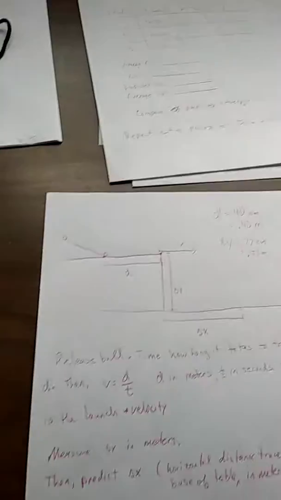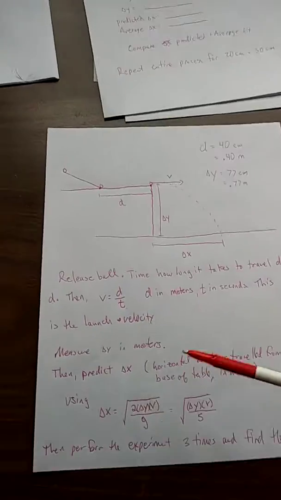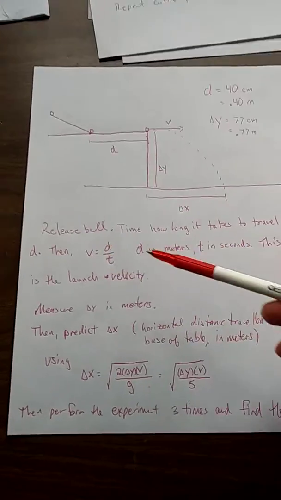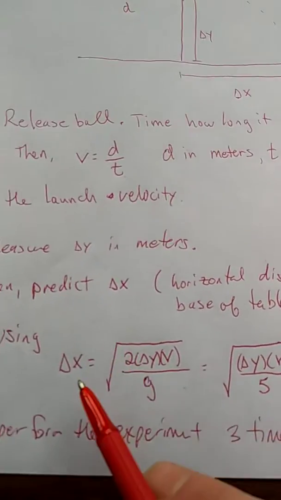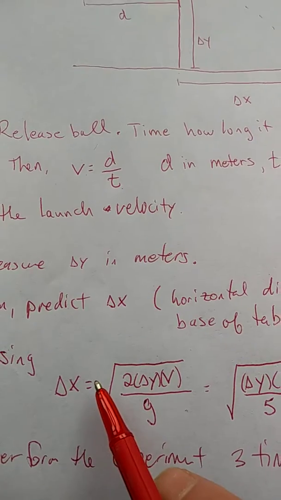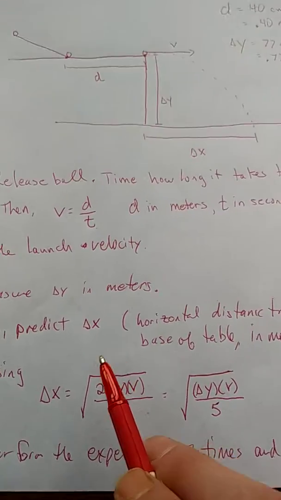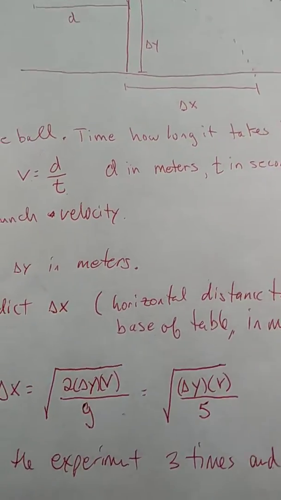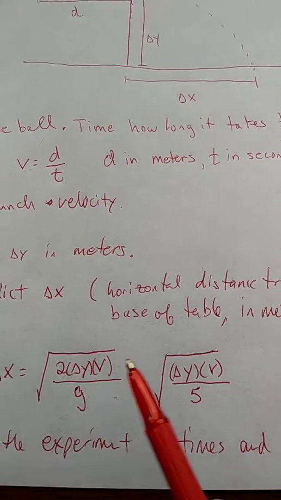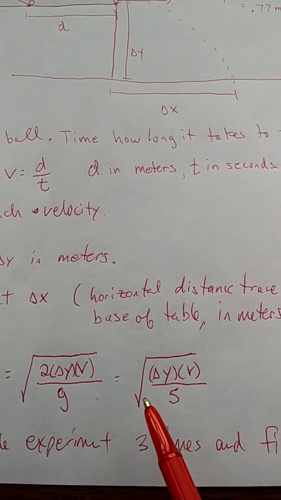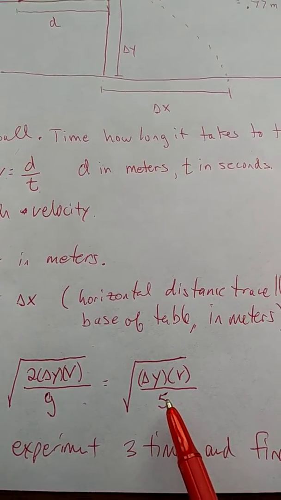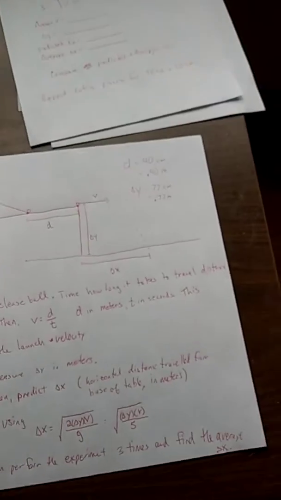Okay, now the experiment is taking that v that you found and plugging it in to this equation here to predict the delta X, so to predict how far it's going to land from the edge of the table. And I've simplified it here. It's the square root of our delta Y times our v divided by 5. And I'll go through the calculations in the other video. So let me run through this.